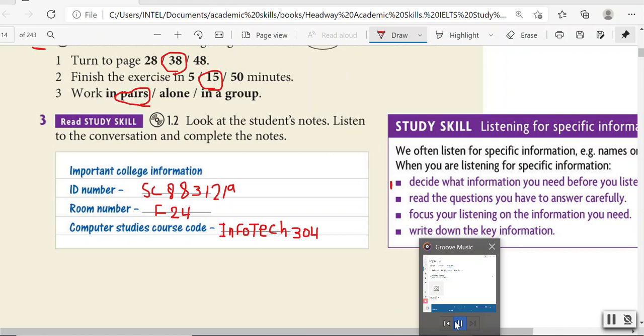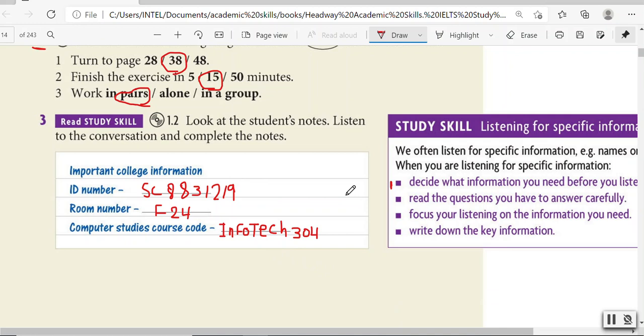1.2. Hello, how can I help you? I'm a new student here. I'd like some information, please. What do you need to know? Well, my name's Leila Suhail.